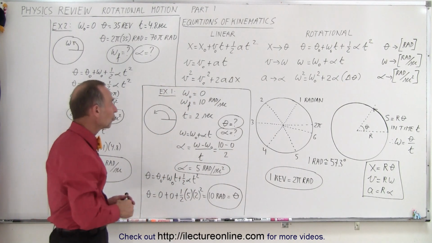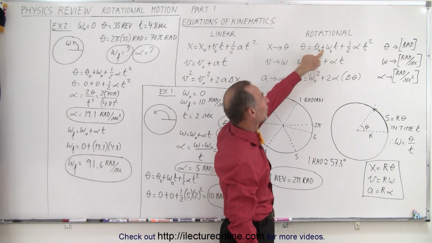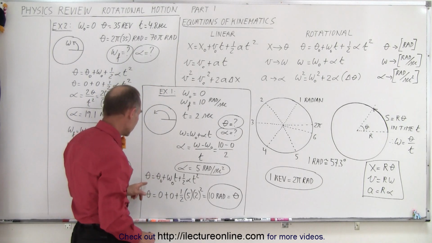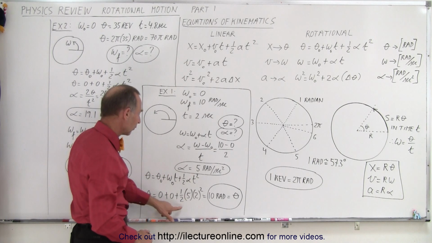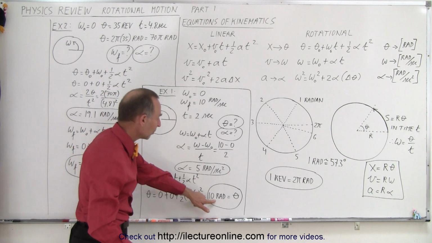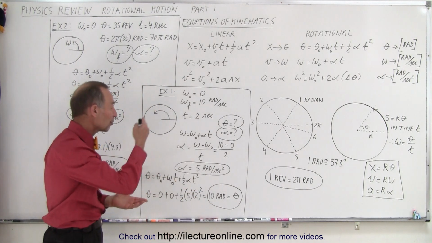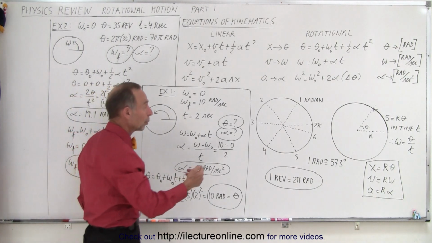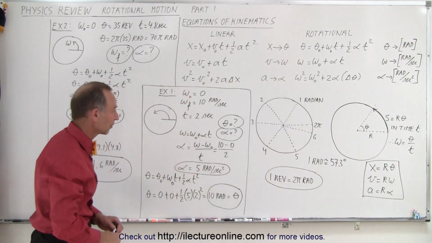To get the distance traveled, we're going to use the first equation right here. Notice that this is 0 and that's 0 because we start from rest. So we get the distance is equal to 1/2 alpha t squared, and therefore alpha is 5 radians per second squared, t is 2 seconds, so that ends up being 10 radians. So during that first 2 seconds, we will have traveled an angular distance of 10 radians, which is a little bit more than 1 revolution, since 1 revolution is 2 pi radians, or 6.28 radians.